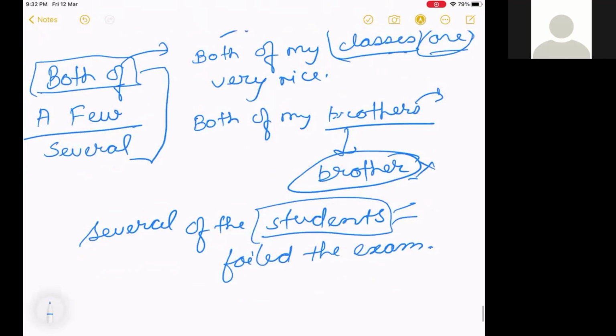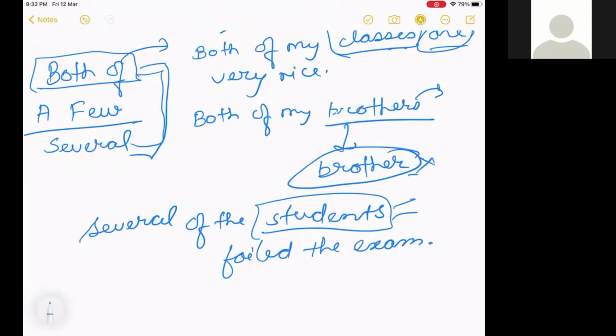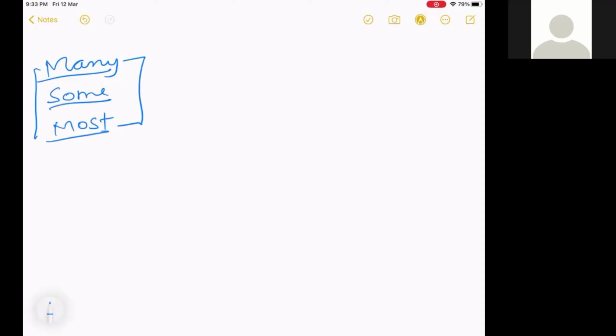Whenever you are using these words, though we don't use all these three words a lot, I'm telling this because the next ones we are going to discuss, we use a lot. That is many, some, and most. If we talk about many, some, and most, what do we use with them? I'm not asking where we use them, I'm asking whenever you are using them, do you use them in the plural sense or singular sense? Plural, sir.